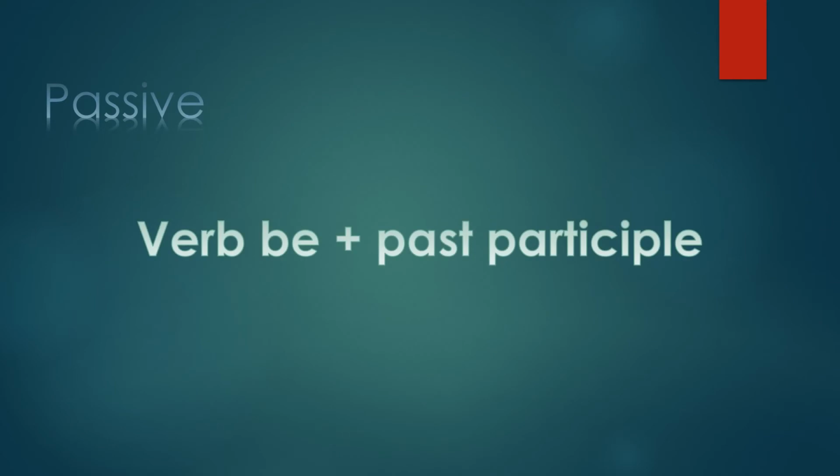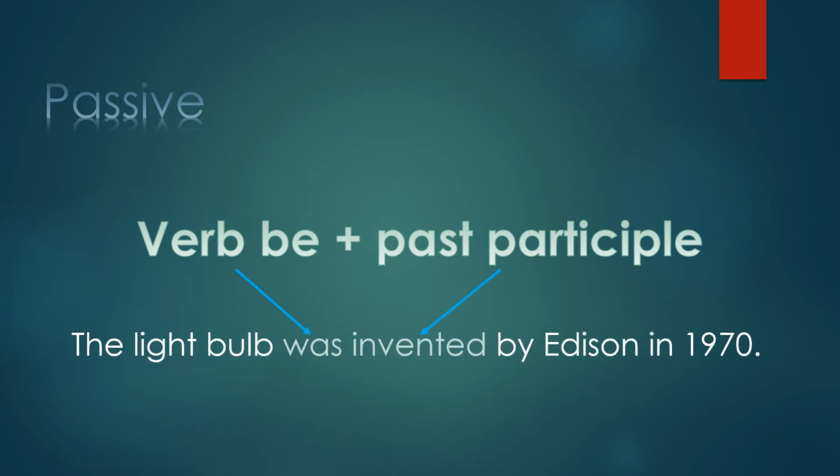We can say that in passive sentences we have the combination of verb be plus past participle. And of course we have to have the object as the subject in order to have a passive sentence. The light bulb was invented by Edison in 1970. Verb be is conjugated in past tense because the original sentence in active form was in past tense, and invented is the past participle of the verb.